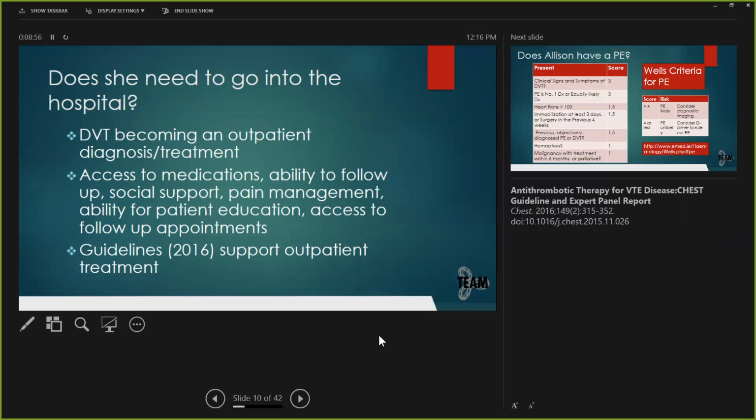And even the guidelines, like from 2016, support outpatient treatment if you have a good ability to follow up, social support, pain management, and if you think the patient is good and will follow up.